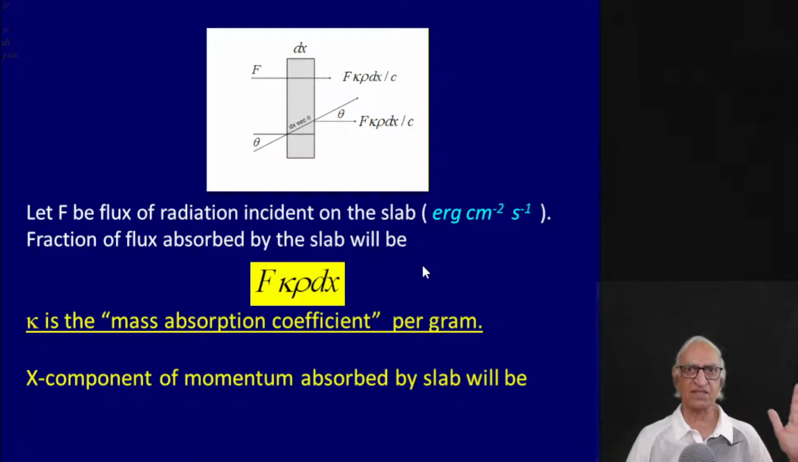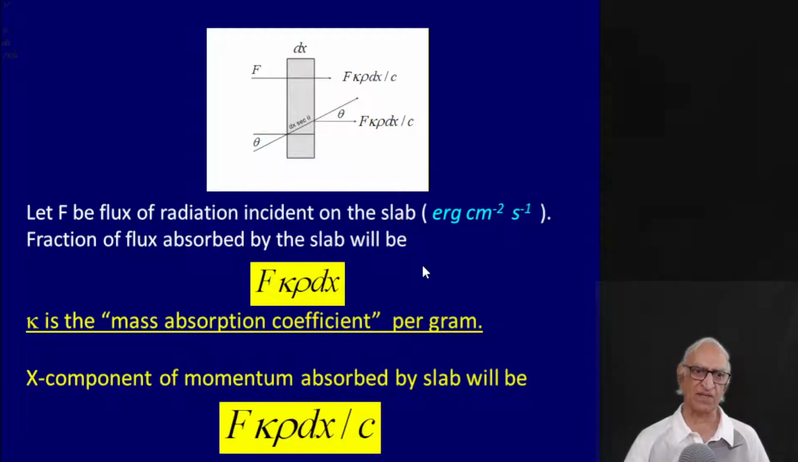Now, this flux that is absorbed can be written in terms of momentum that is absorbed by dividing by the speed of light. Why do I divide by the speed of light? You will remember, for a photon, the momentum of a photon is energy divided by c, or h nu divided by c. Therefore, for a fully relativistic gas of particles, momentum is energy divided by c. So, this is the x component of the momentum absorbed by this slab.